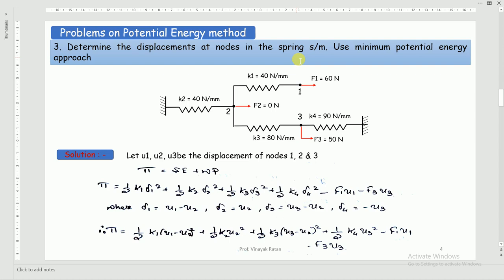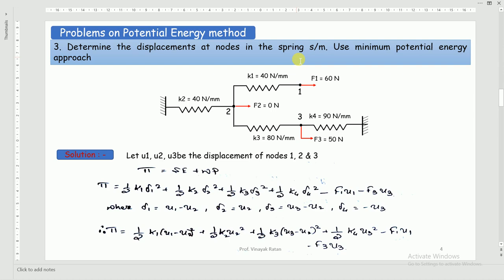Can you tell me the second equation? Sir, K3 plus K4 into U3 minus K3 into U2 is equal to F3. What is the second equation? K3 plus K4 into U3 minus K3 into U2, equal to F3, right? Yes, sir. Okay, correct.